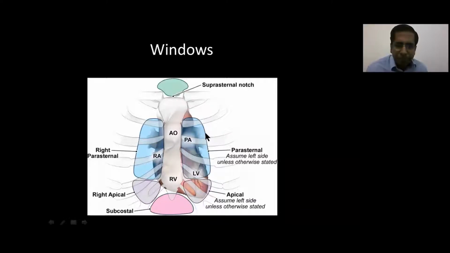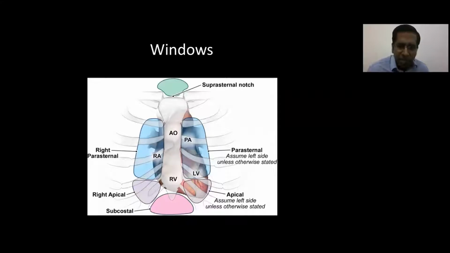And you have a bony rib cage, so ultrasound does not pass through that. But there are spaces between the ribs called intercostal spaces, through which you can direct your ultrasound beam, and that will be able to capture images of the heart. Different windows are possible. Like I said, I will be highlighting the important windows that we will be needing for a transthoracic echo examination.